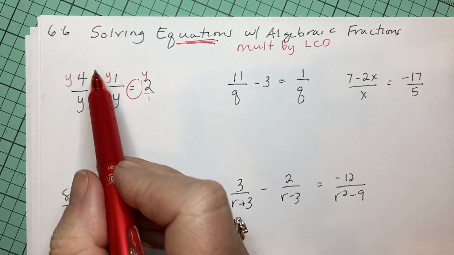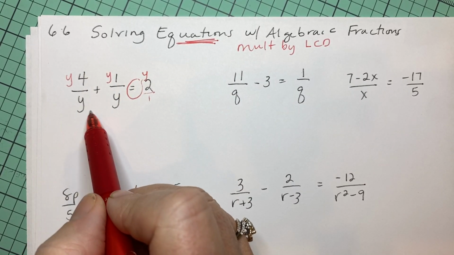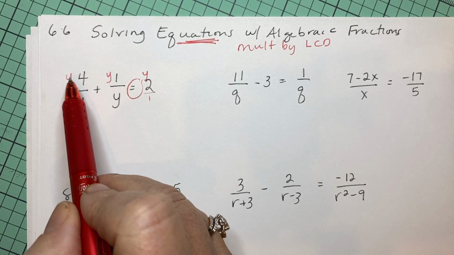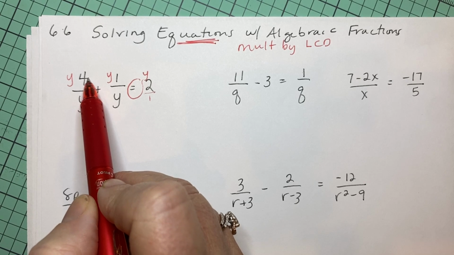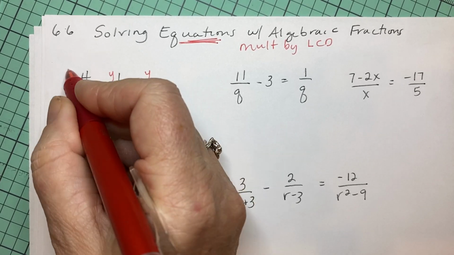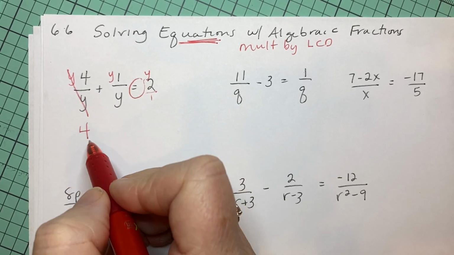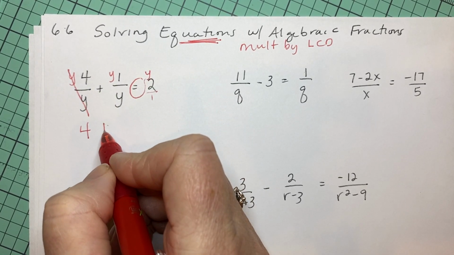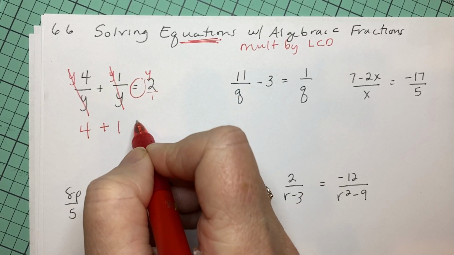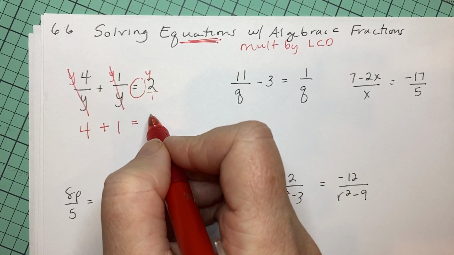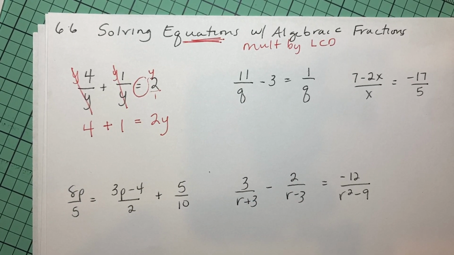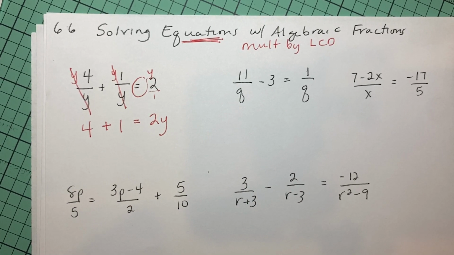Then we're going to simplify this right here. This is back in multiplying fractions: y times 4 is 4y, divided by y is just 4. Or you can just think your y's cancel, leaving you a 4. Then our plus comes down. Here your y's cancel, leaving me a 1. And here nothing cancels, and 2 times y is 2y. So in one step, we got rid of our fractions.